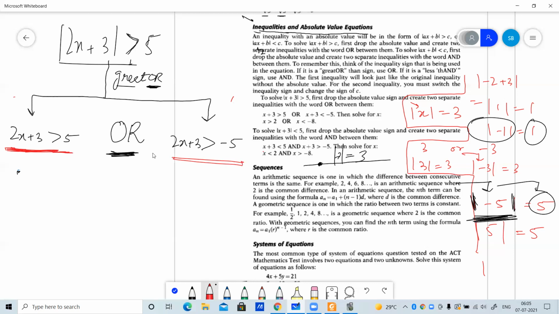Okay, so subtract 3 on the left and 5 on the right. So 2x is greater than 2. Then divide by 2. So x is greater than 1. Right.